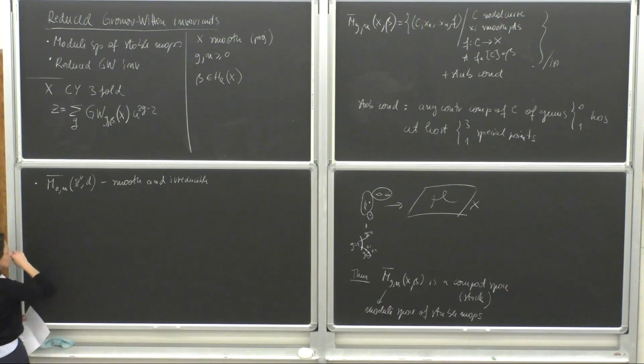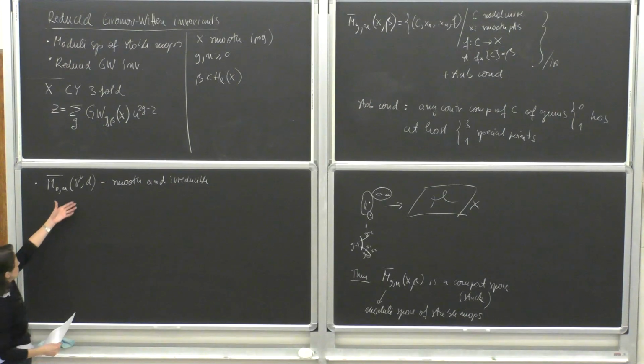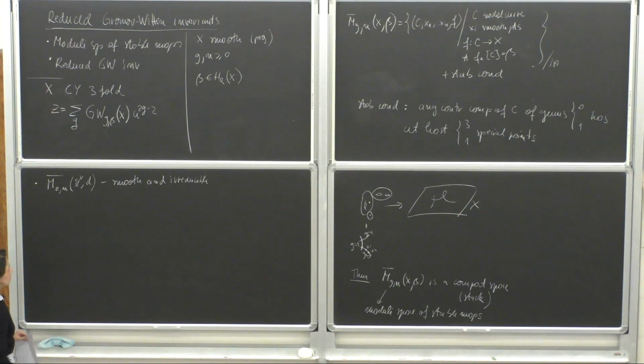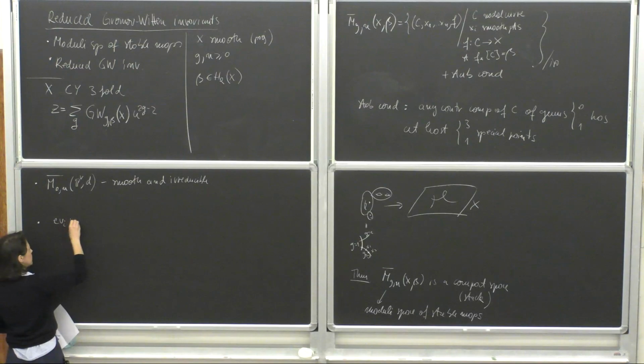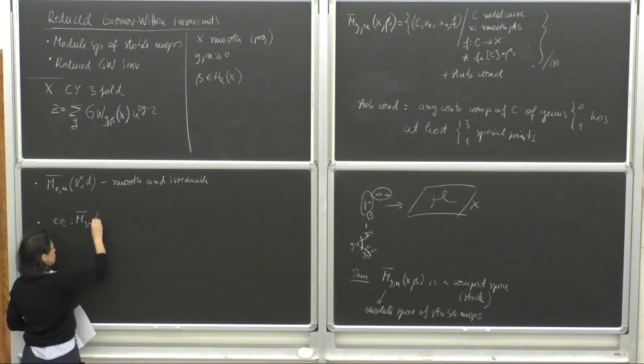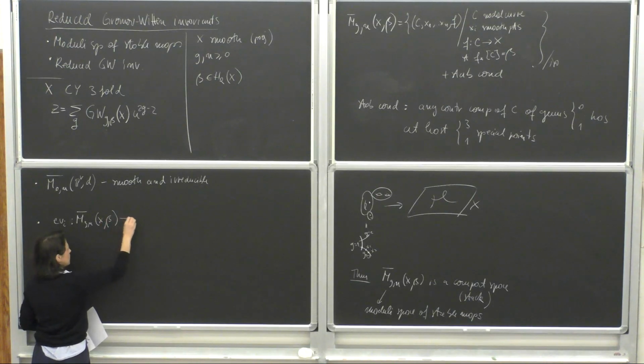So now that I have a nice space like this, I may start to play with it. One way in which I can play with it is, for any X, I have some maps called evaluation maps from this M_{g,n}(X, beta) to X.